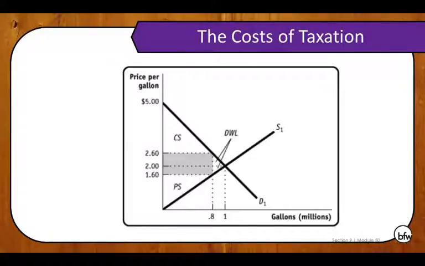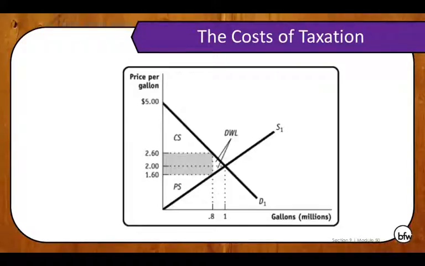The new producer surplus is calculated because sellers are now receiving only $1.60 for those 800,000 gallons, so the new producer surplus is 1/2 times $1.60 times 800,000 gallons, or $640,000. Then we have to add to that consumer and producer surplus the area of government tax revenue, which is the area of the shaded rectangle, or $800,000. So consumer surplus of $960,000 plus producer surplus of $640,000 plus government revenue of $800,000 is equal to $2.4 million.